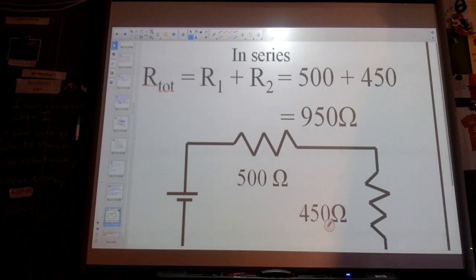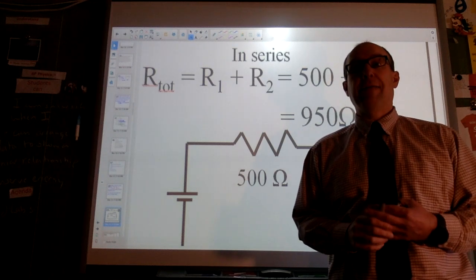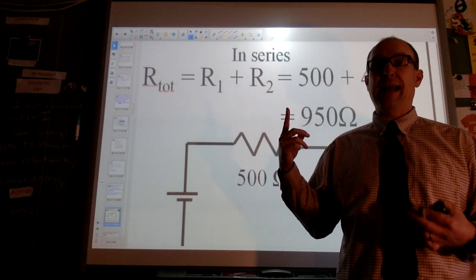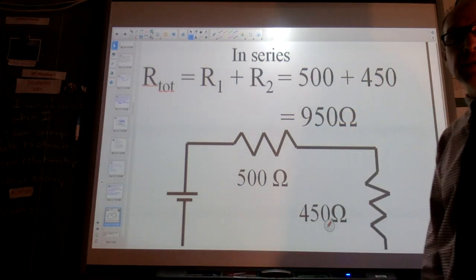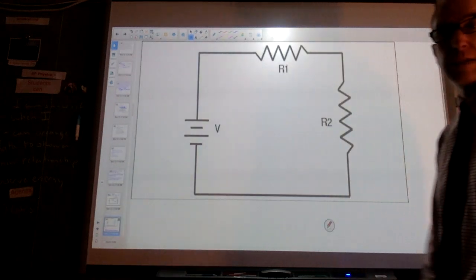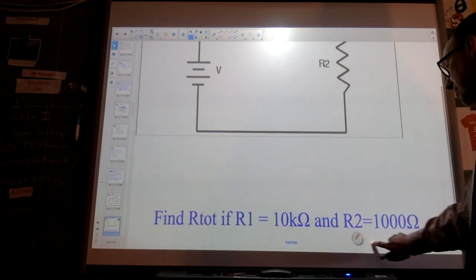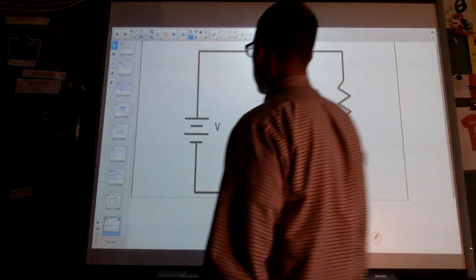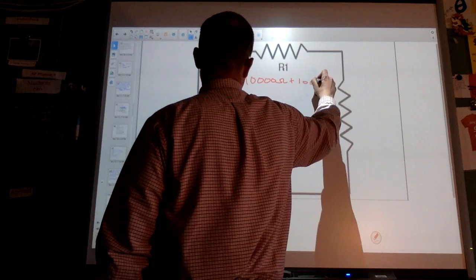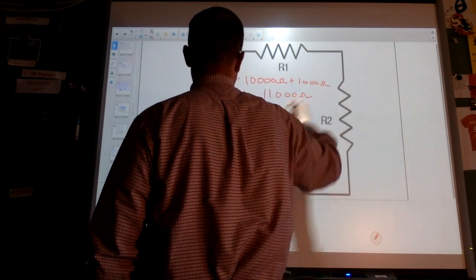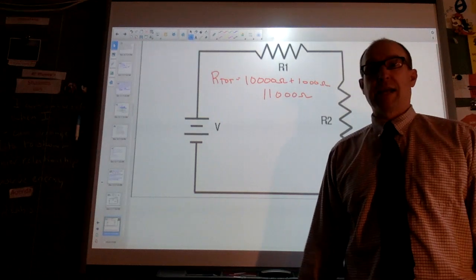All right, so first example. So we have two resistors in series. Really easy. I have a 500 ohm resistor. I have a 450 ohm resistor. If I wanted to replace those two resistors with one and then have the circuit still behave the same, I would take 500 plus 450 and I would get 950. So a 950 ohm resistor would replace those two. All right, so we have R1 and R2. R1 is 10,000 and R2 is 1,000. So my R total is going to be 10,000 plus 1,000 or 11,000. And the idea is you could put an 11,000 ohm resistor in this circuit and it would behave the same.